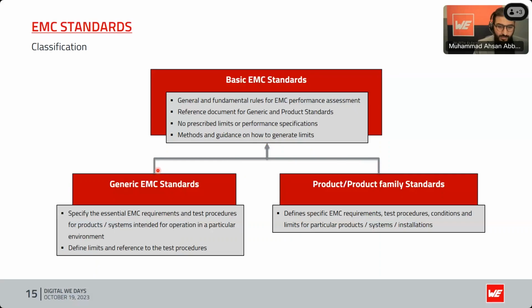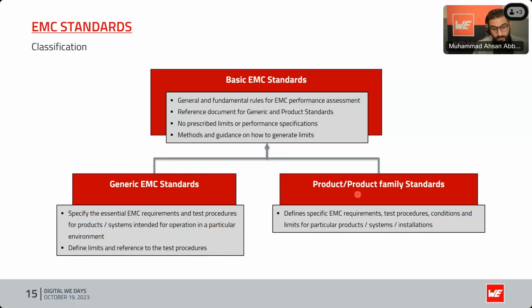Then we have generic standards. Generic standards normally talk more about the environment in which your product is going to be used, and they define, for example, limits and test procedures for equipment intended for an industrial environment, or a residential, commercial, or light industrial environment. But when it comes to the equipment and setup, they always refer to the basic standards, which we can clearly see in the different tables given in generic standards.